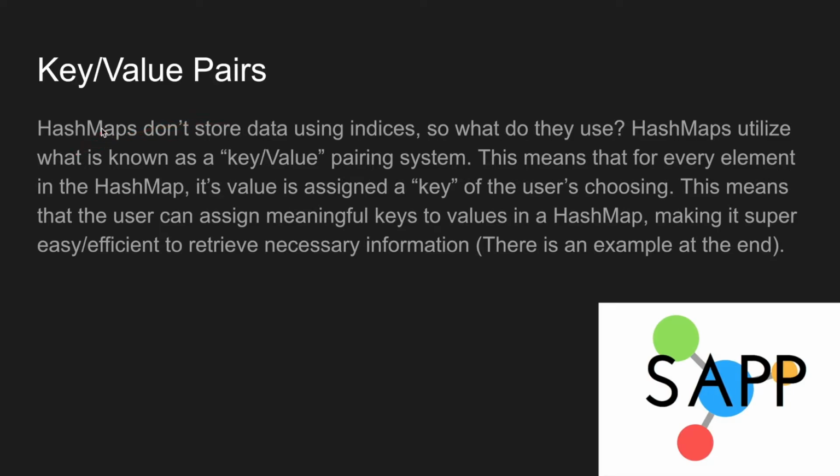Basically, this is what the hash map uses as an alternative to the index thing. It doesn't use indices. Instead, they utilize this key value pairing system. What that means is that for every value that you add to the list, you have to assign it some kind of key. This key is basically the location on the map. So if I say bottom left, then the key would be bottom left. Obviously not literally, but it's as if.